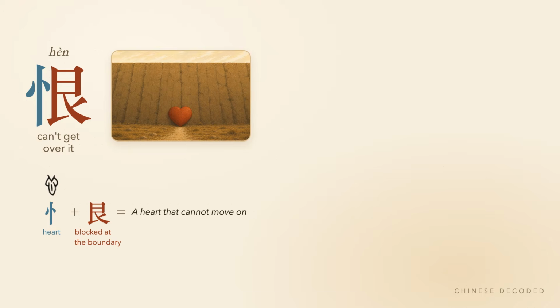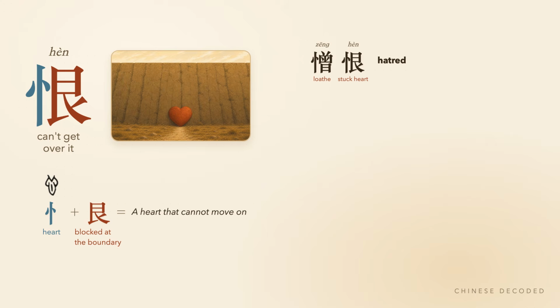And finally, 恨. English has no single word for it. The best gloss is can't get over it. The heart plus blocked at the boundary. The heart cannot move past something, can't get over it. 恨 does not name one exact emotion. It is any emotion where the heart gets stuck. A modifier tells us which emotion keeps it stuck.